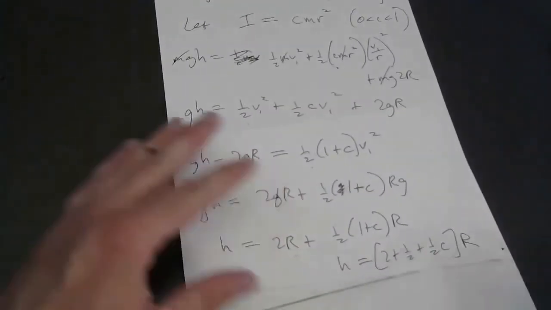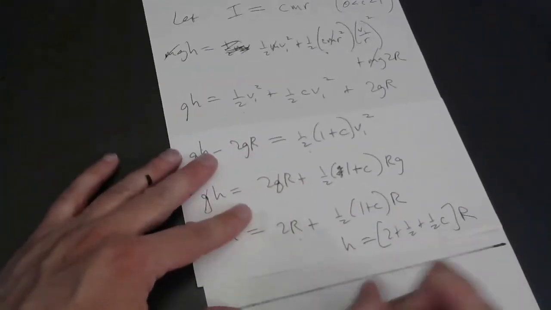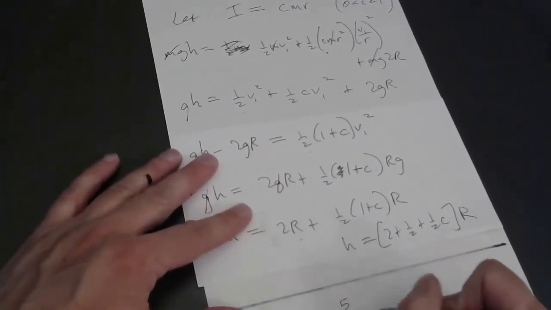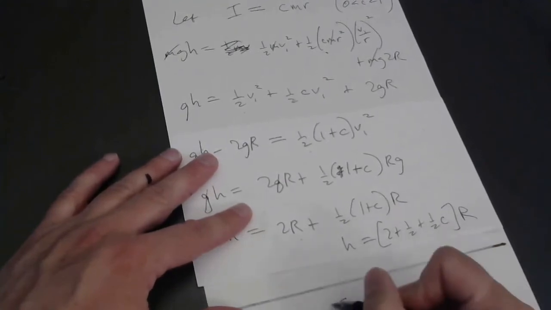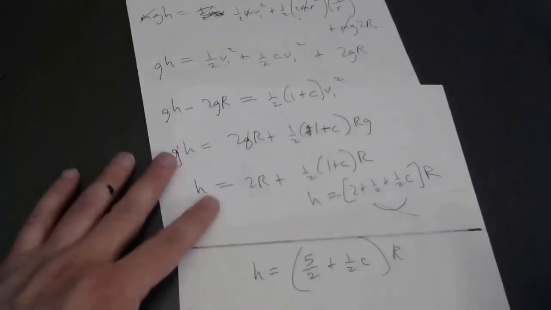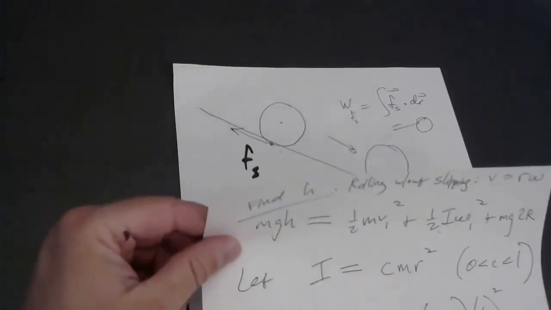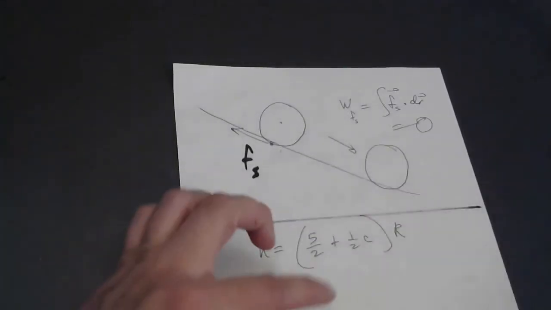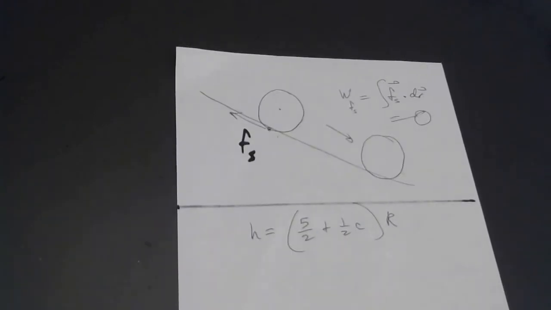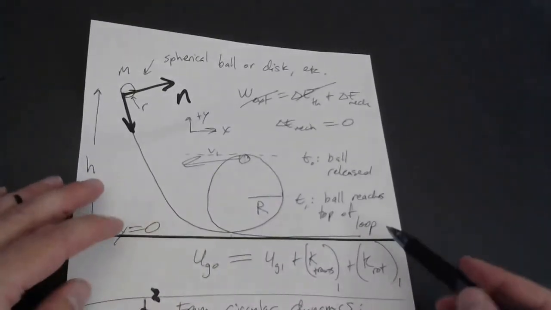Here, I'll finish this right here. 2.5, what is that, 5/2? So I can write this as H is equal to 5/2 plus 1/2 C times the radius. Okay. Well, without knowing the actual distribution of the mass of this ball or disc, we can't actually evaluate C. So let's look at just a couple special cases. And I want to point out something that I neglected to say in this problem. When I wrote this equation, where did it go?